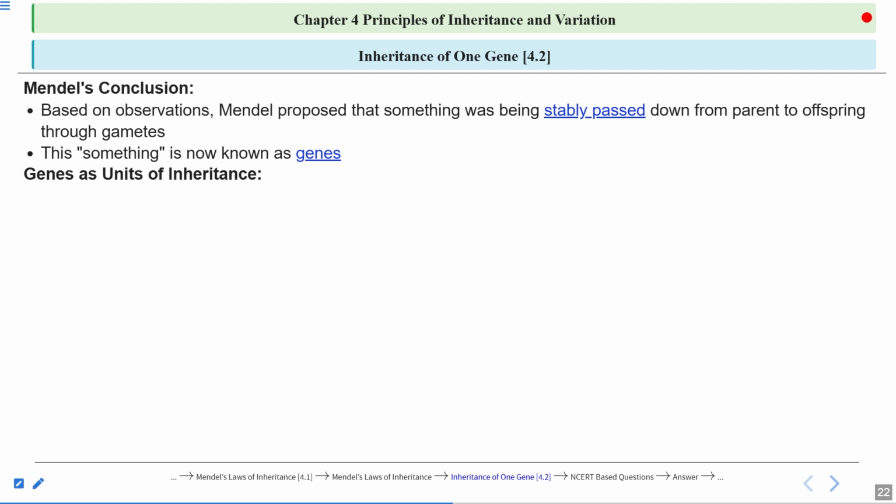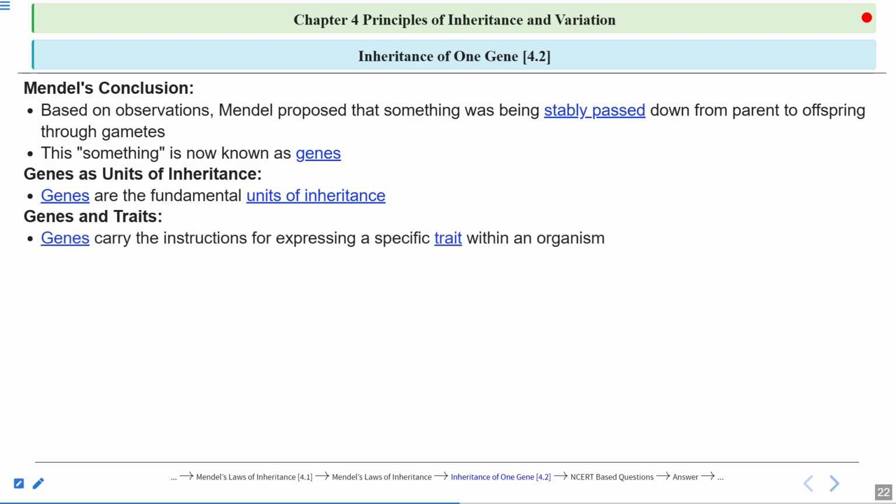Now let's talk about genes as the unit of inheritance. Genes are the fundamental unit of inheritance. Let's talk about genes and the trait. Genes control a particular trait. They carry the instruction for the expression of a specific trait within an organism. They control a particular character, and a gene is a segment of DNA.